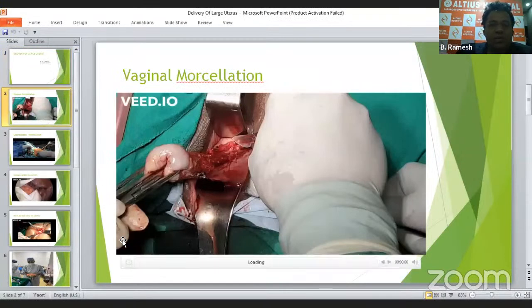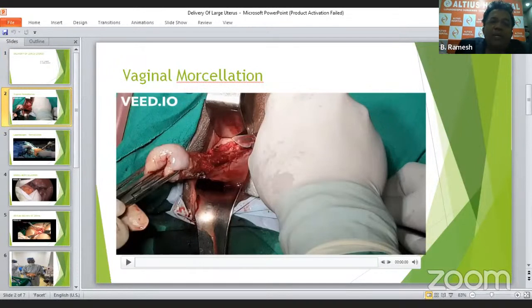This is the vaginal morcellation. Can all of you make it screen share, slide share on this lowermost? Yeah. Full screen. Now is it okay? No. Yeah, it's okay. You can see.